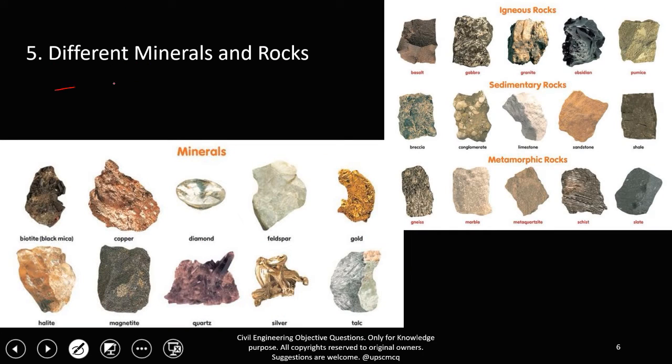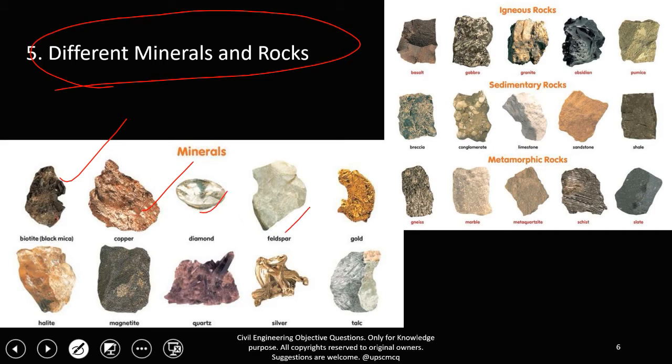Now, these are different minerals in rock. Some of the important ones: black mica, copper, diamond, feldspar, gold, talc, silver, quartz, magnetite and halite. These are minerals, not rocks. Rocks are mainly defined as igneous, sedimentary and metamorphic.